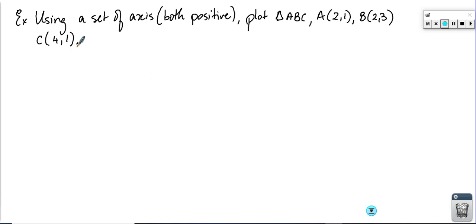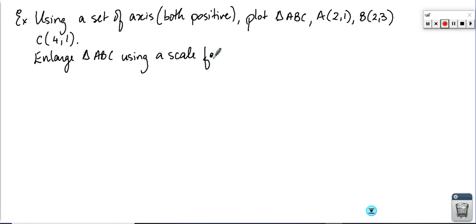We are going to enlarge triangle ABC using a scale factor of 3 from the origin. Now, even for this, there is a rule. We're going to discover what the rule is. So let's start by drawing the grid.